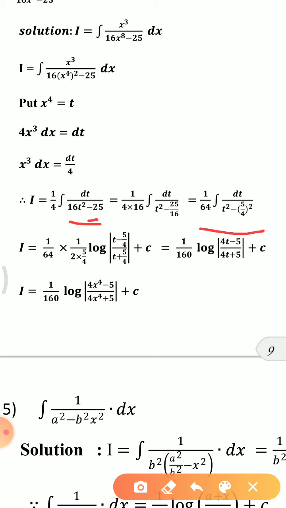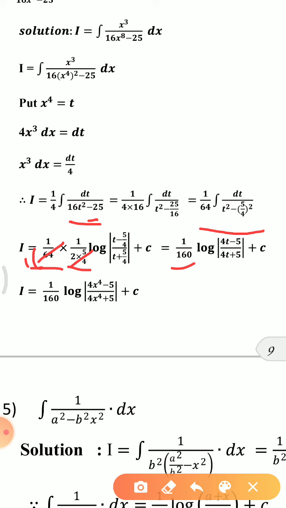plus c. Here I is equal to 1 upon 64 into 1 upon 2 into 5 by 4, the value of a is 5 by 4, log of mod of t minus 5 by 4 upon t plus 5 by 4 plus c. Then 4 ones are 4 and 4 sixteens are 64, 16 twos are 32, 32 fives are 160, that means 1 upon 160.